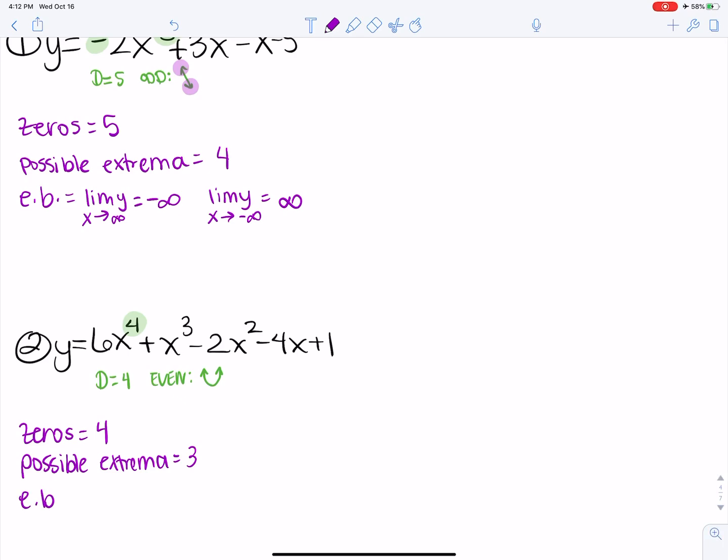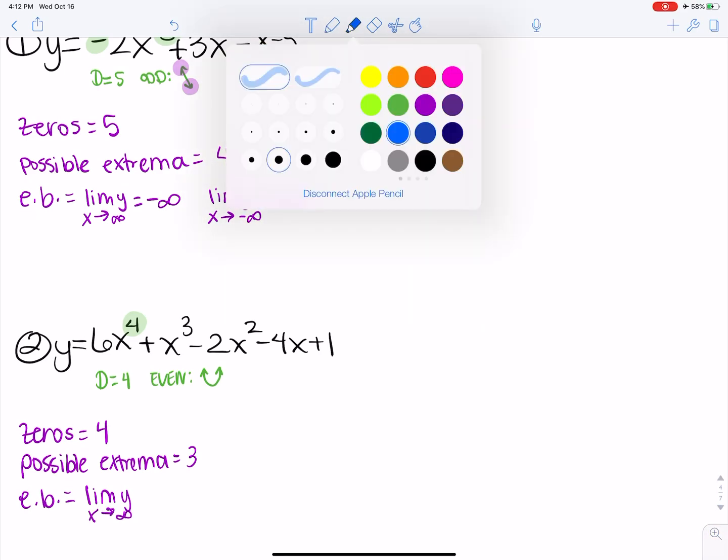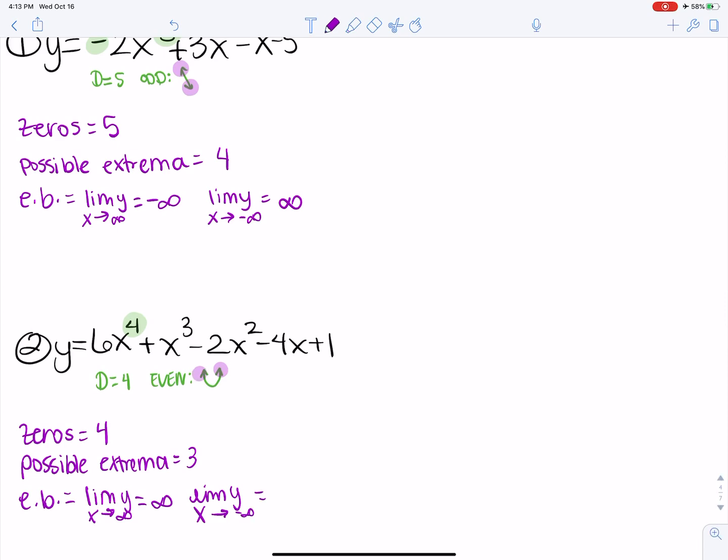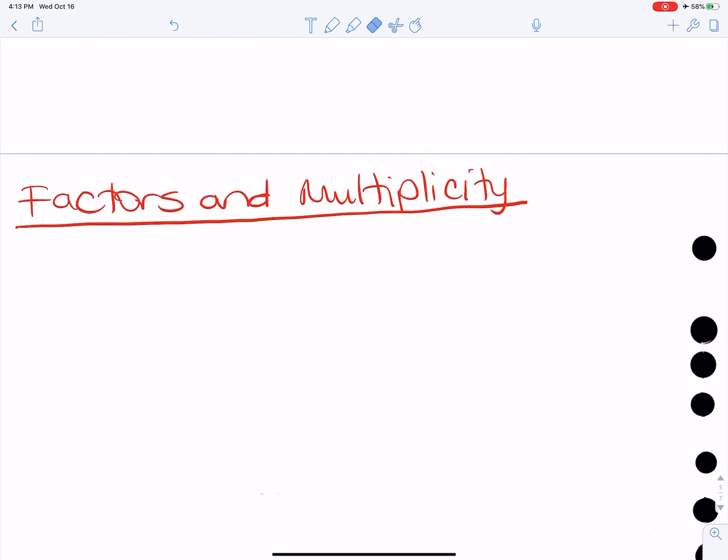And the end behavior is the limit of y as x approaches infinity. And that's infinity to the, I don't want that color, this one. Infinity to the right is positive infinity. And the limit of y as x approaches negative infinity is, well, negative infinity is to the left, and that is also going up. So that is infinity. And that is all that we want. Ta-da! All right, guys, we're almost there. Almost there. Last couple things.